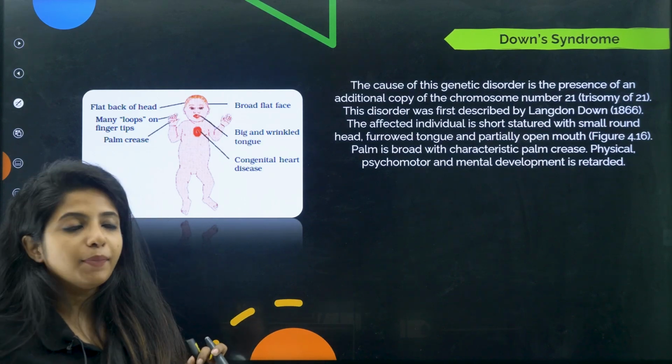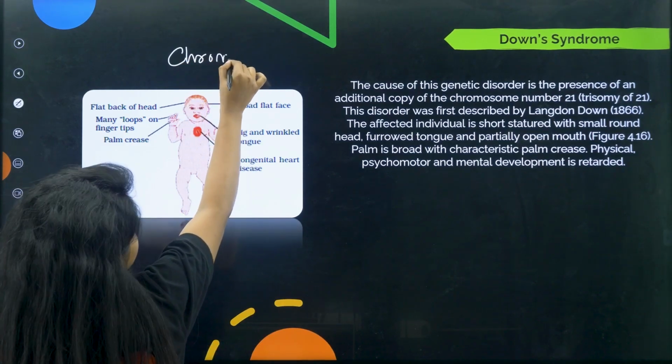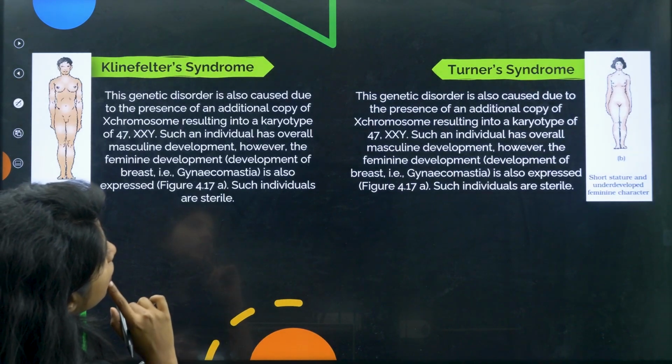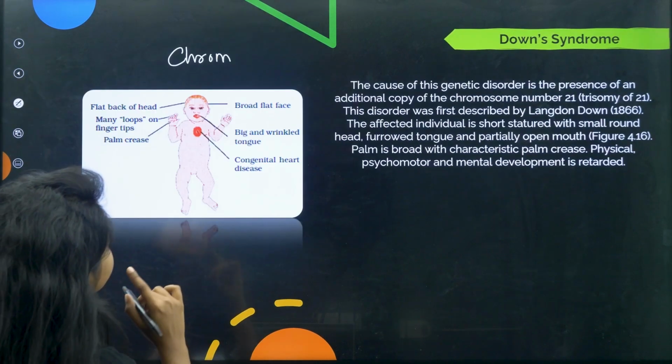Now talking about the next set of diseases, that is chromosomal diseases. I actually, just a second, okay? Oh, I think I deleted it somehow.